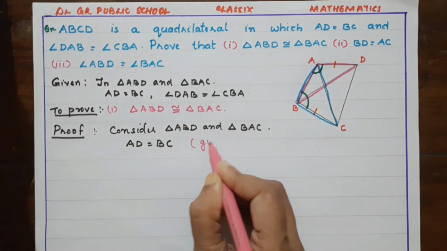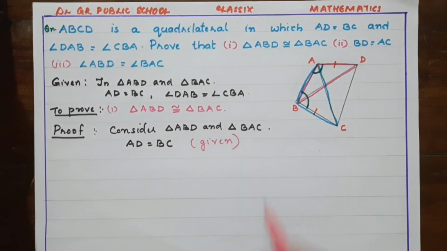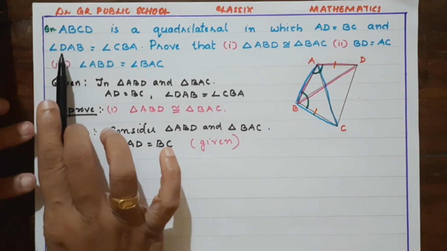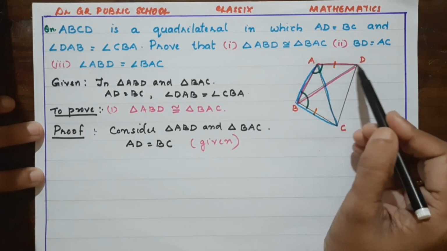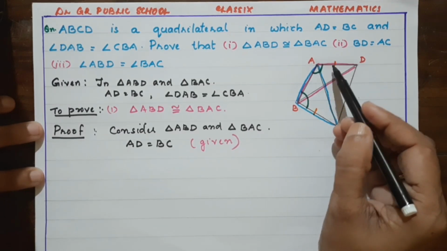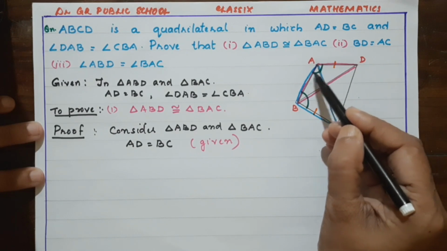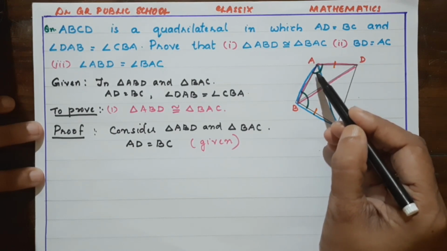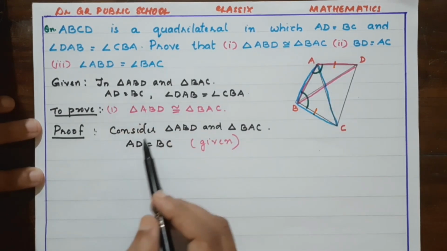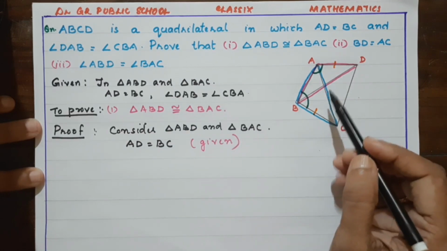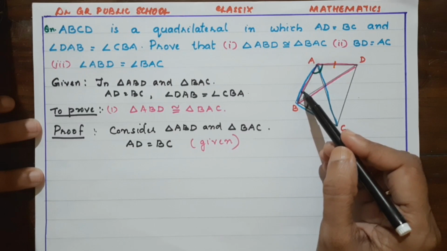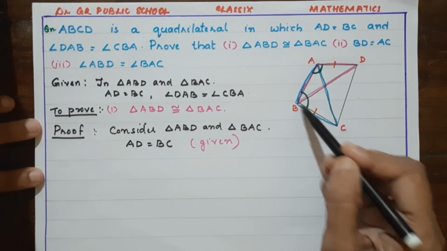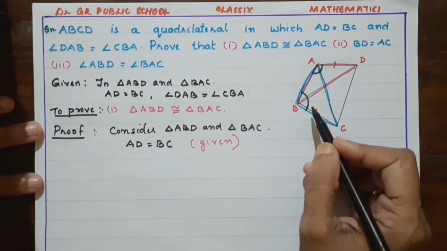Okay. Then do you have another equality? What is given? Angle DAB. See, angle DAB is from the first triangle, isn't it? And it is equal to angle CBA. Which is angle CBA? CBA is an angle from the second triangle, that blue triangle, isn't it?